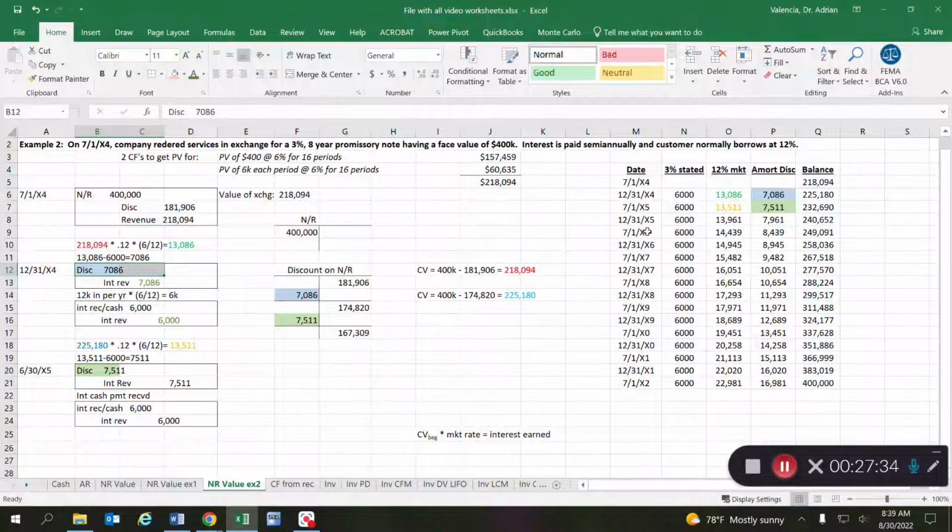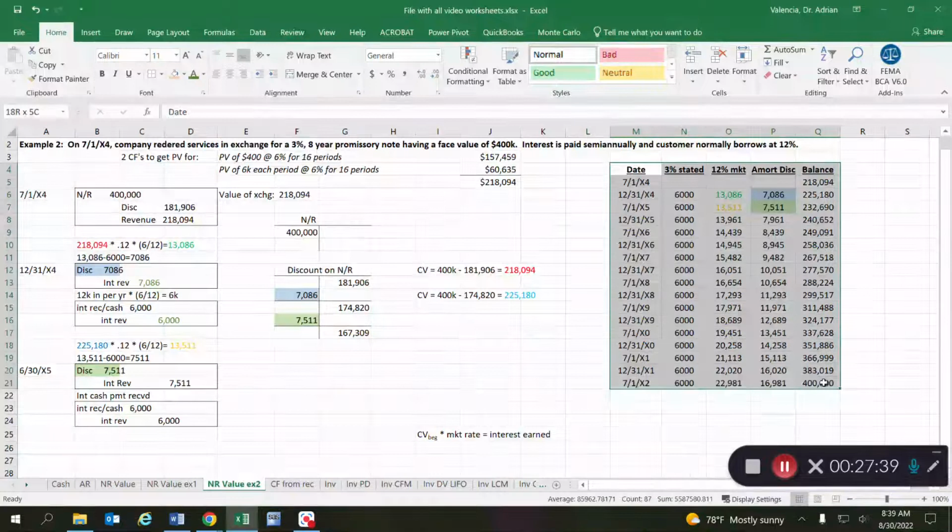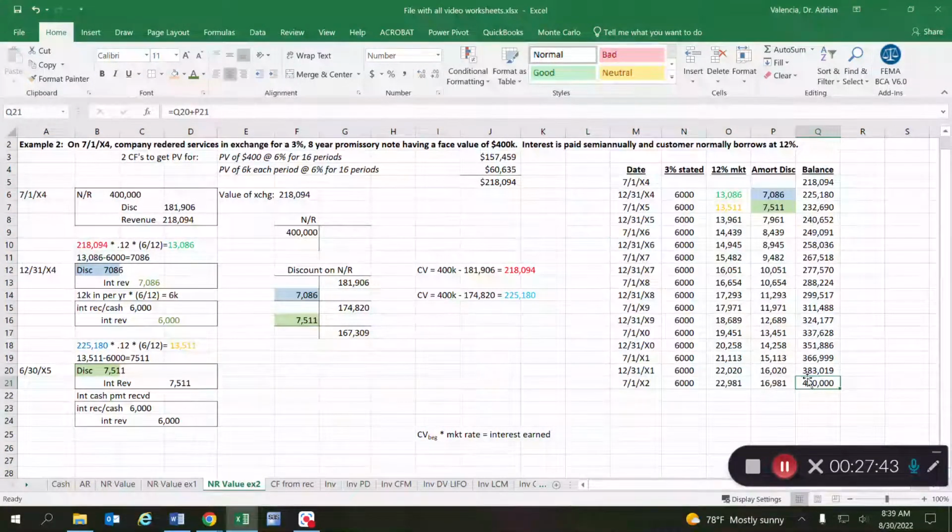So for a problem like this, I always create the amortization schedule just to give me everything and make sure that it works out to the correct amount. You know it needs to work out to 400 because that's the future value and that's what it has to be. Now, I also do the T accounts here if it helps you to look at these T accounts. We have the notes receivable at 400 from here. And then here's the original discount of 181,906. Once I amortize 7,086, my ending balance is this amount right here.